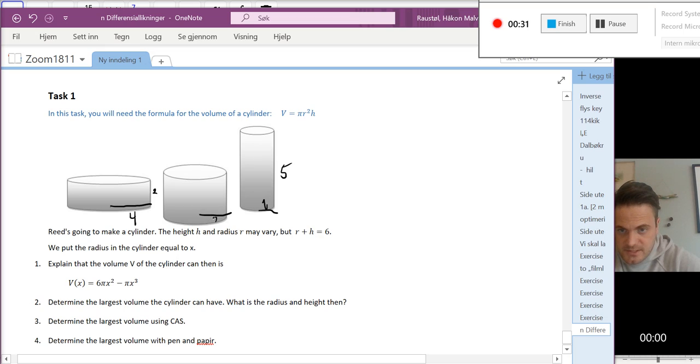Here maybe the radius and height are the same, right? But the sum of these should be 6. So there are a lot of ways of doing this, and the question is, how should we do this to maximize the volume of the cylinder?